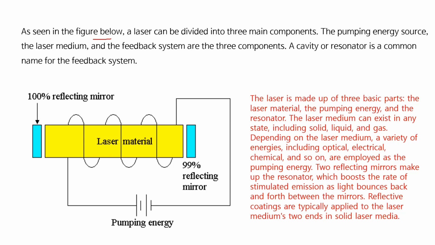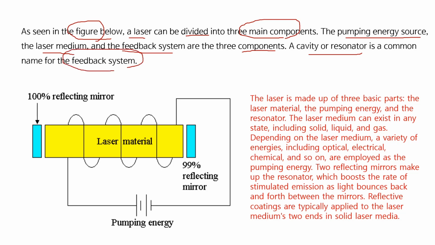As seen in the figure below, a laser can be divided into three main components: the pumping energy source, the laser medium, and the feedback system. A cavity or resonator is a common name for the feedback system. So the main components of a laser are the laser medium, the pumping energy, and the reflecting mirrors, that is, the resonator system.